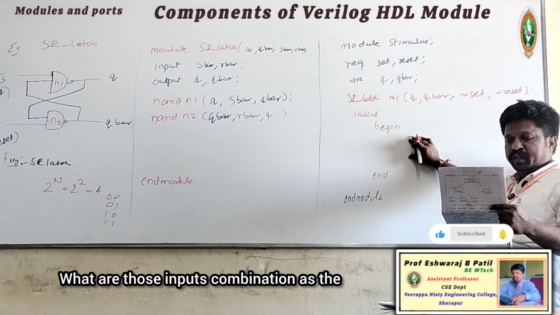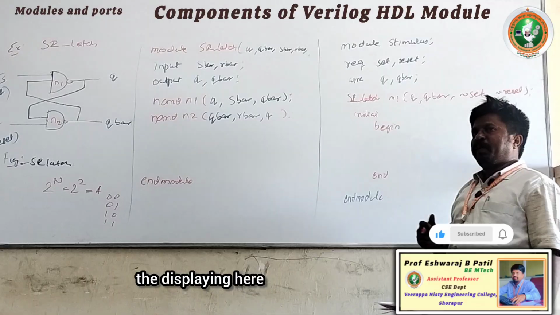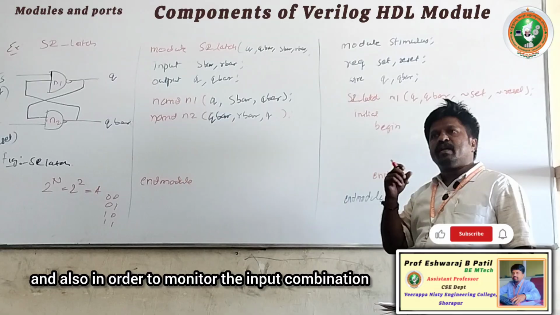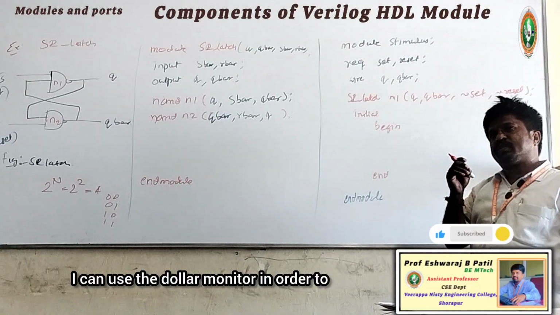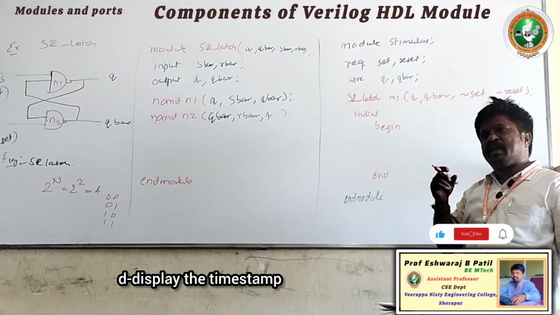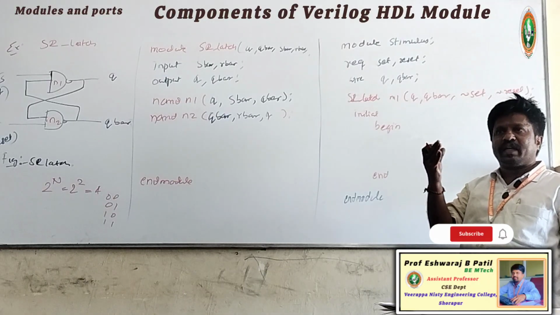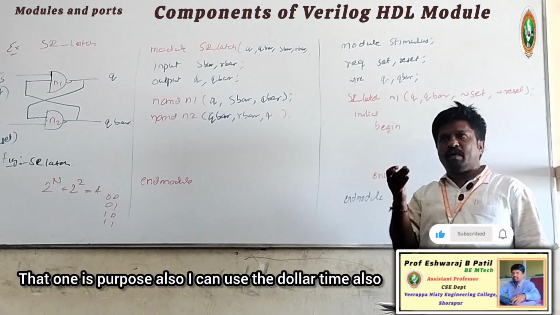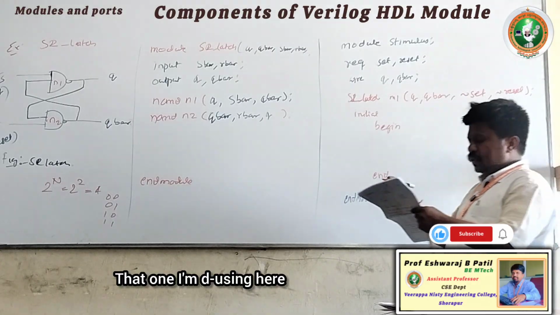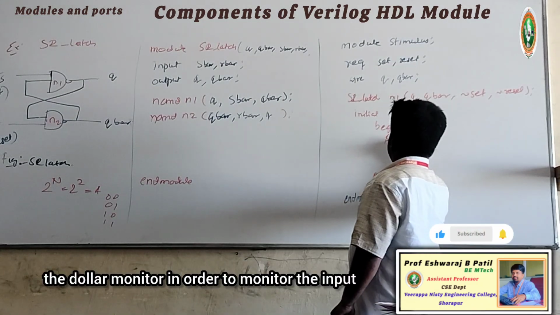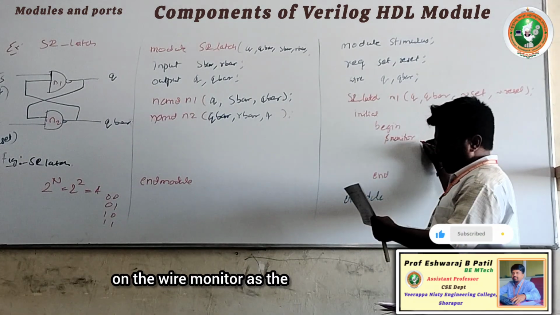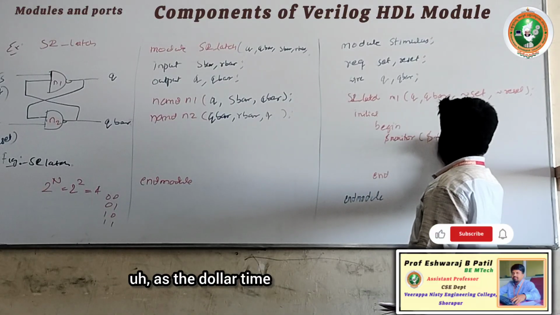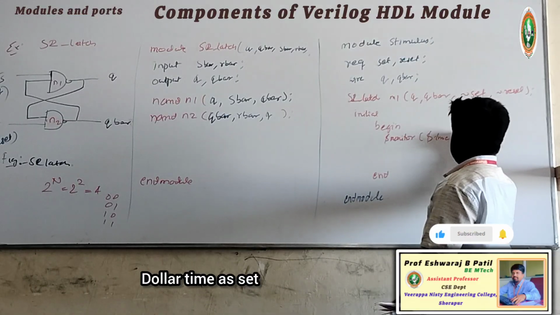What are those input combinations, and I am displaying them here. For display purpose I can use dollar display. In order to monitor the input combinations, I can use dollar monitor. To display the timestamp, because I am taking 5 milliseconds of timestamp, I can use dollar time also. Here I am using dollar monitor in order to monitor the input and output combinations on the wire, with dollar time as set.